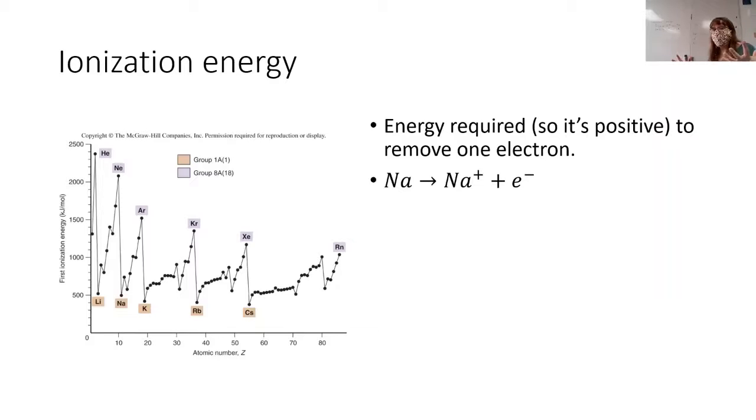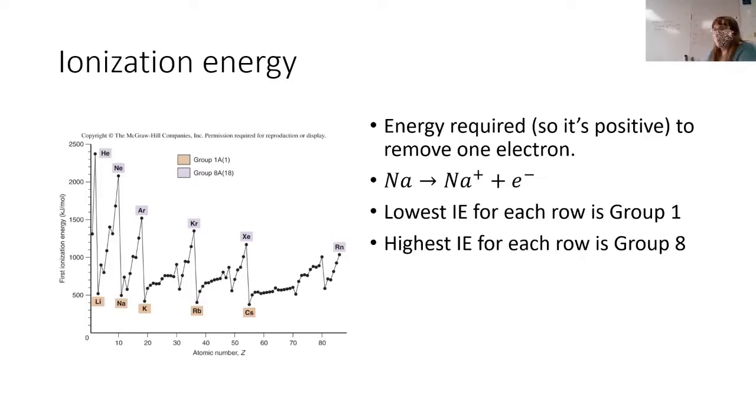Okay, so large means the electrons are easy to remove. Small, on the other hand, means it's harder to pull them away. And so our noble gases are the smallest ones in each row, and that's where it's hardest to pull the electron away. And so the trend is, in general, that ionization energy increases going from left to right.